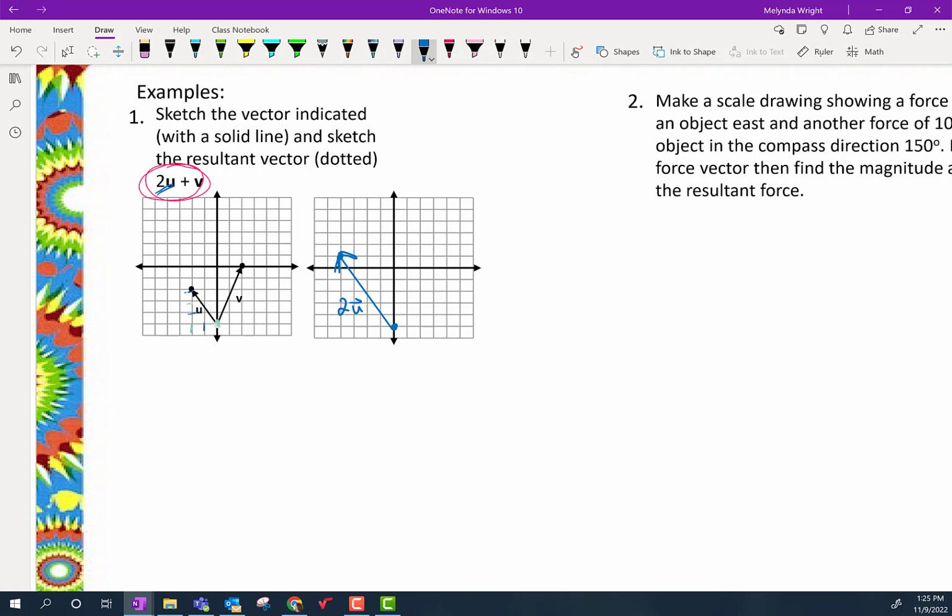I want to add to it v. Now I'm not changing the length or direction of v. It's just going to be exactly like it is. So what does it do? Let's see. v goes right 2 and up 1, 2, 3, 4, 5. So I'm going to start v right here at the end of 2u, and I'm going to go right 2. I'm going to go up 1, 2, 3, 4, 5. So it actually ends right here.